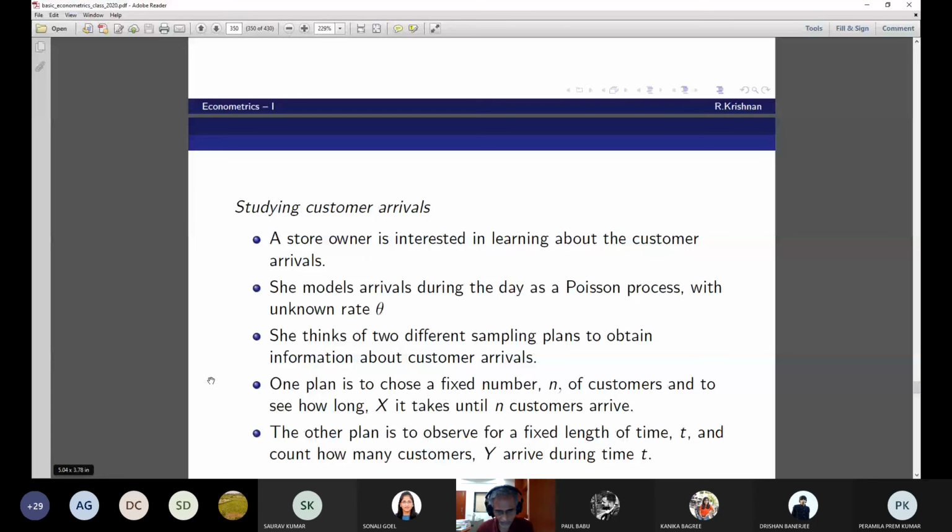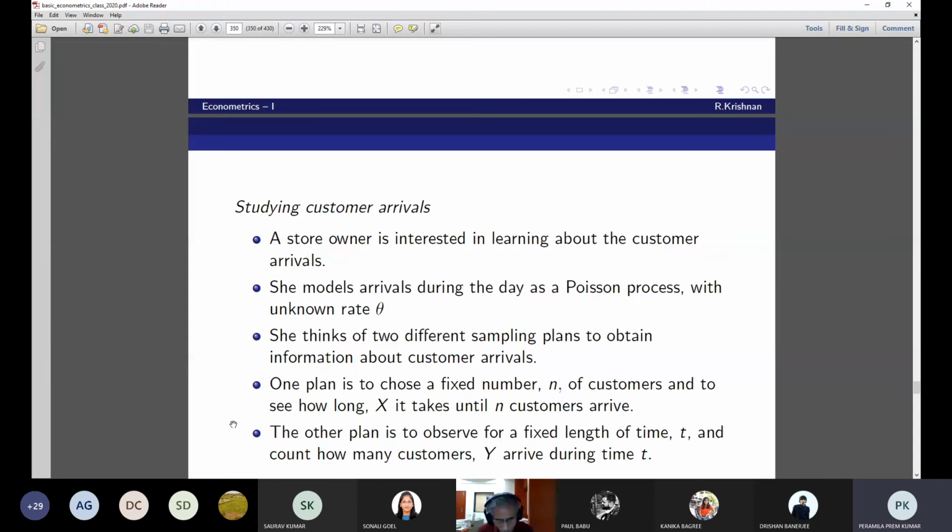Paramila, do you get it now? Yes, sir. What is the other point? The other plan is to observe for a fixed length of time t and count how many customers Y arrive during time t. Is it possible to do this way also? So the variable x is either the time, or the number of customers who arrive during a fixed time. Now you understand the two different plans?